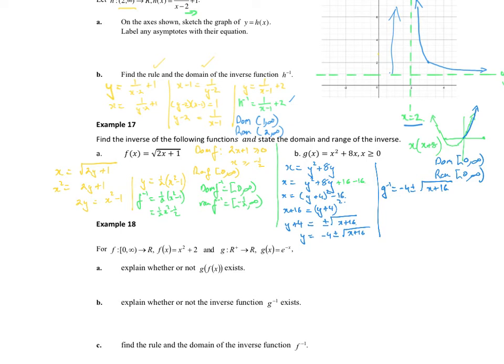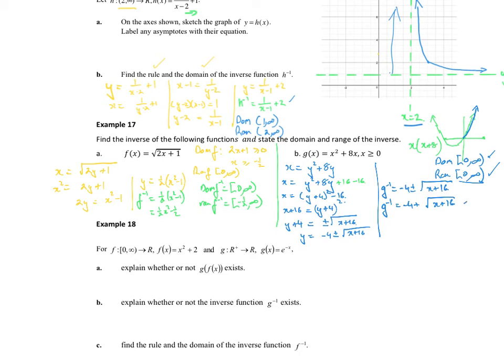Okay, so since the range of values is going to be from 0 to infinity, I don't want to subtract anything from negative 4. I want to add it. So if I settle for G inverse equaling negative 4 plus the square root of x plus 16, the domain is from 0 to infinity, because the range of G is the domain of G inverse. If I put x equal to 0 in, I get negative 4 plus the square root of 16, which is equal to 0, which will match up with my new range.